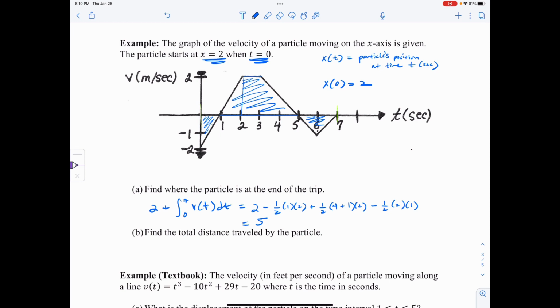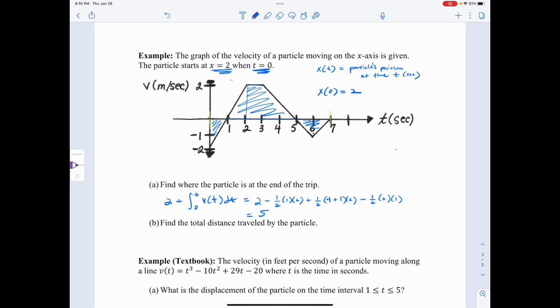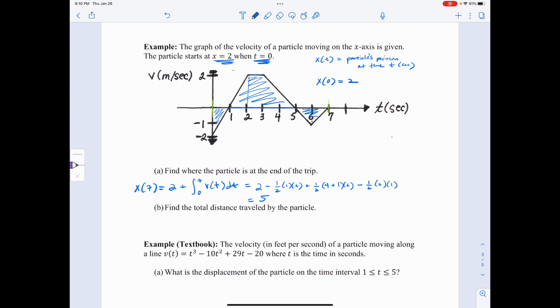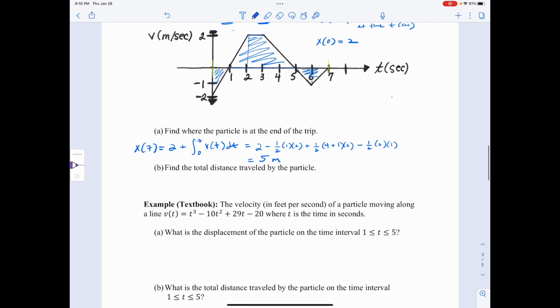So doesn't that mean that x of 7, right? If we integrate it from 0 to 7, that means that x of 7 is equal to 5. Oh, and it looks like meters. Looks like distance is being measured in meters.